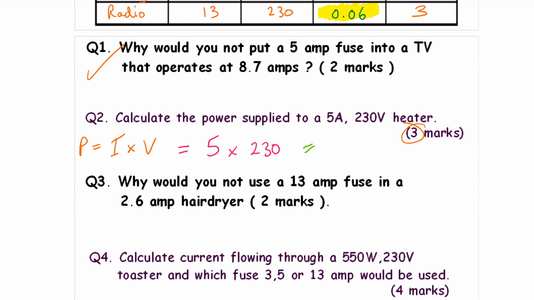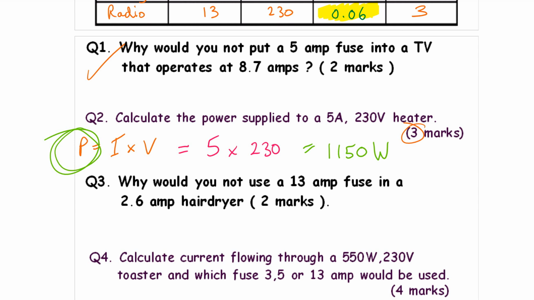5 times 230 gives us 1,150, but you need to remember the units. You go all the way back to the beginning. Power is measured in watts. Big W. Question 3. This is an interesting one now and potentially extremely dangerous.